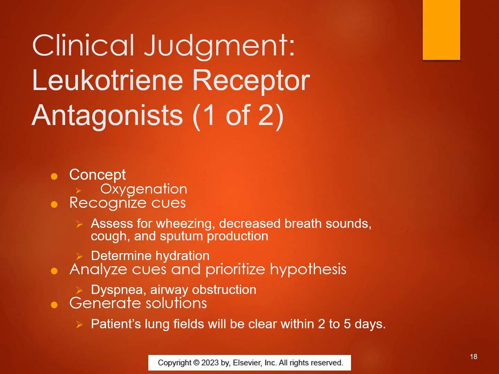Asthma symptoms like wheezing and dyspnea suggest airway obstruction. Montelukast reduces inflammation gradually, so improvement is expected over days.